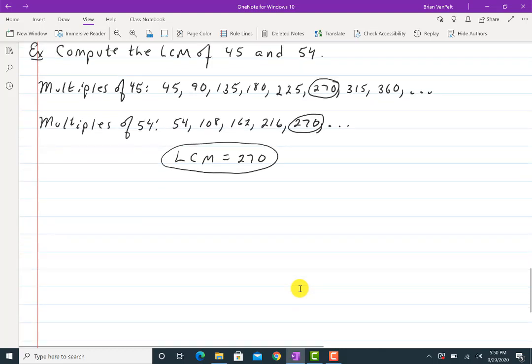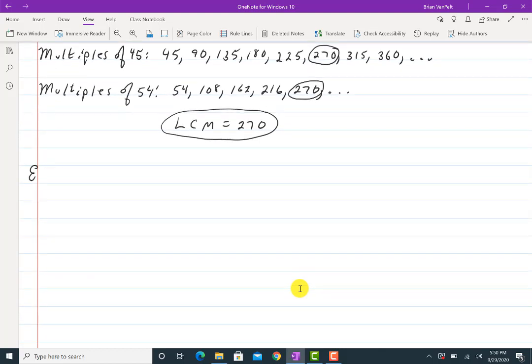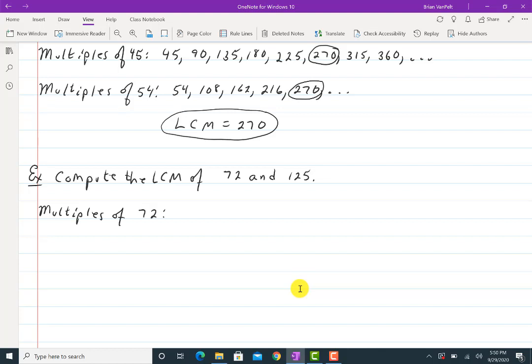One last example. I want to compute the LCM of 72 and 125. So let me look at the multiples of 72. So I'll count by 72.